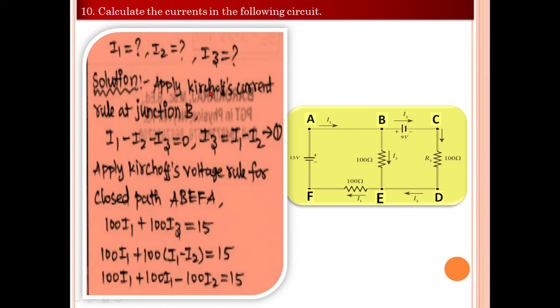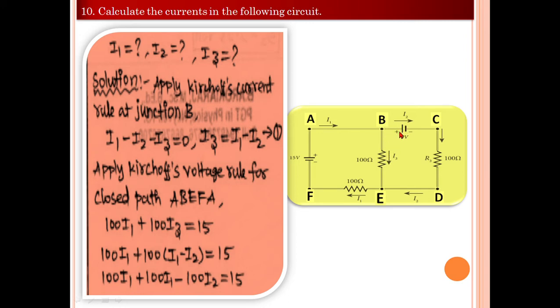Apply Kirchhoff's current rule at junction B. So what is the first rule? Current towards the junction is considered positive. Current away from the junction is considered negative. Here there are three currents at junction B. I1 is flowing towards the junction, and I2 and I3 are flowing away from the junction.